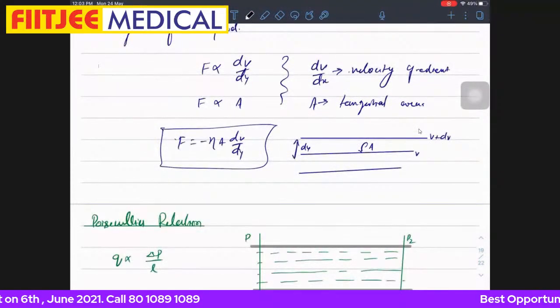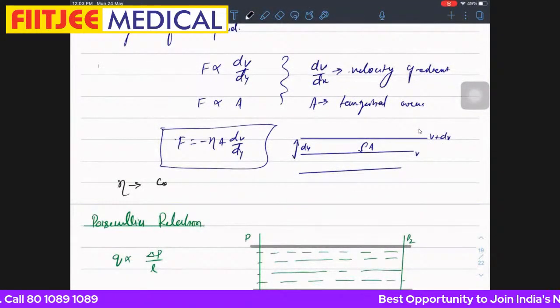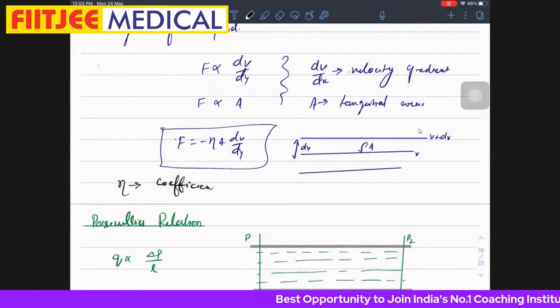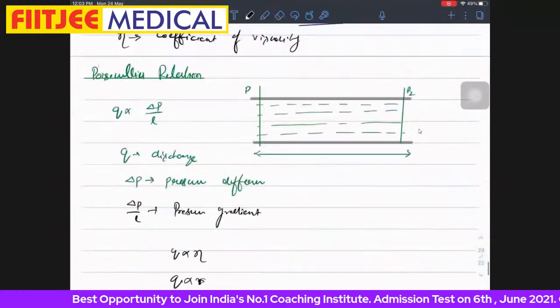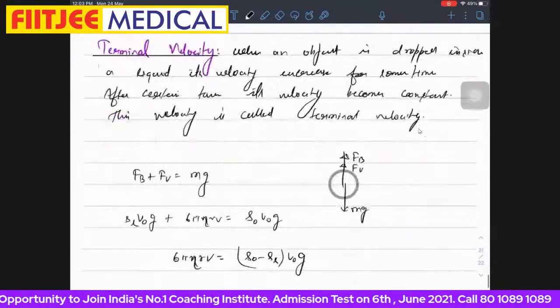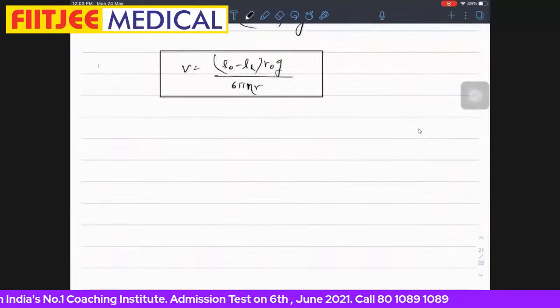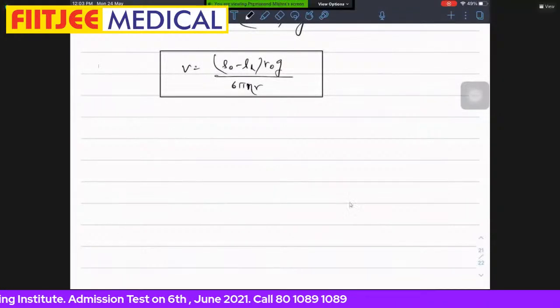In this, one term is unknown that I have not explained, neta. This is called the coefficient of viscosity. That's what we are using again and again. So this was the lecture on fluid mechanics. So it's over. Thank you.